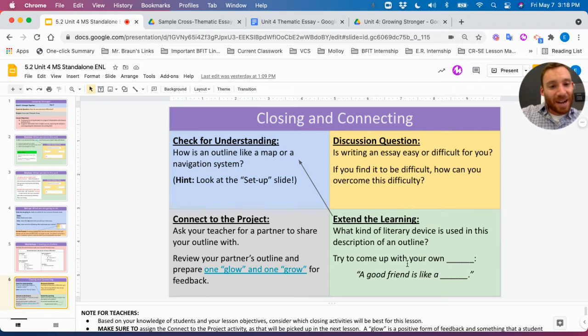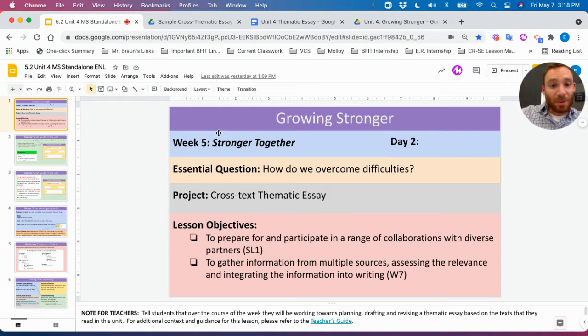And students can complete a little bonus question about what literary device this is. How is an outline like a map or a navigation system? What do we call that type of literary device? And can they come up with their own example of one? Now let's jump right into today's lesson.